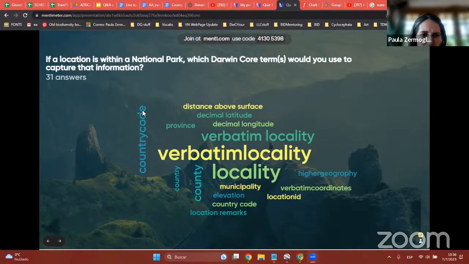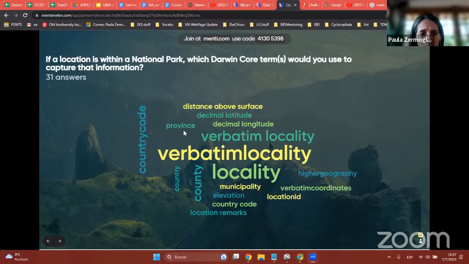Now we're going to go to the administrative division terms. So we have country and country code and county, province and county and municipality. Those terms are meant to capture administrative divisions. The country is an administrative division. It's either in Ghana, or it's in Gabon, or it's in South Africa. So that's the name of the country. We cannot capture a national park there, because the field is meant to put which country we're talking about for that location. The same happens for the other administrative divisions.